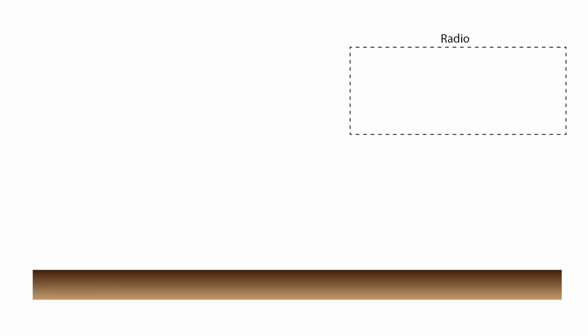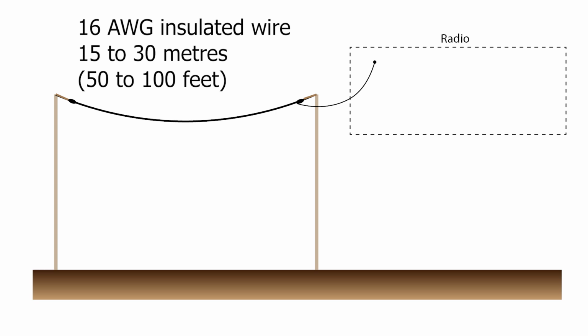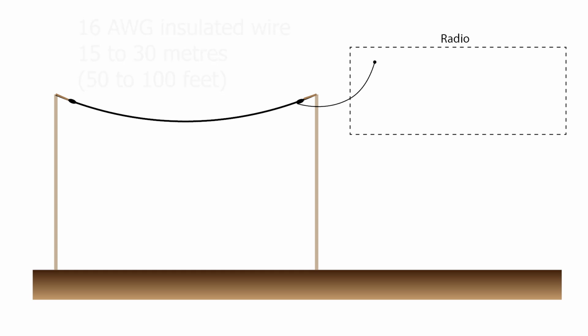Well, of course, we'll need some sort of receiving antenna. And the book suggests using a simple length of 16 gauge electrical wire between 50 to 100 feet. That's roughly 15 to 30 meters. And it must be suspended as high above the ground as possible, ideally not coming close to any large metal objects like drain pipes, garden sheds, or metal clotheslines.